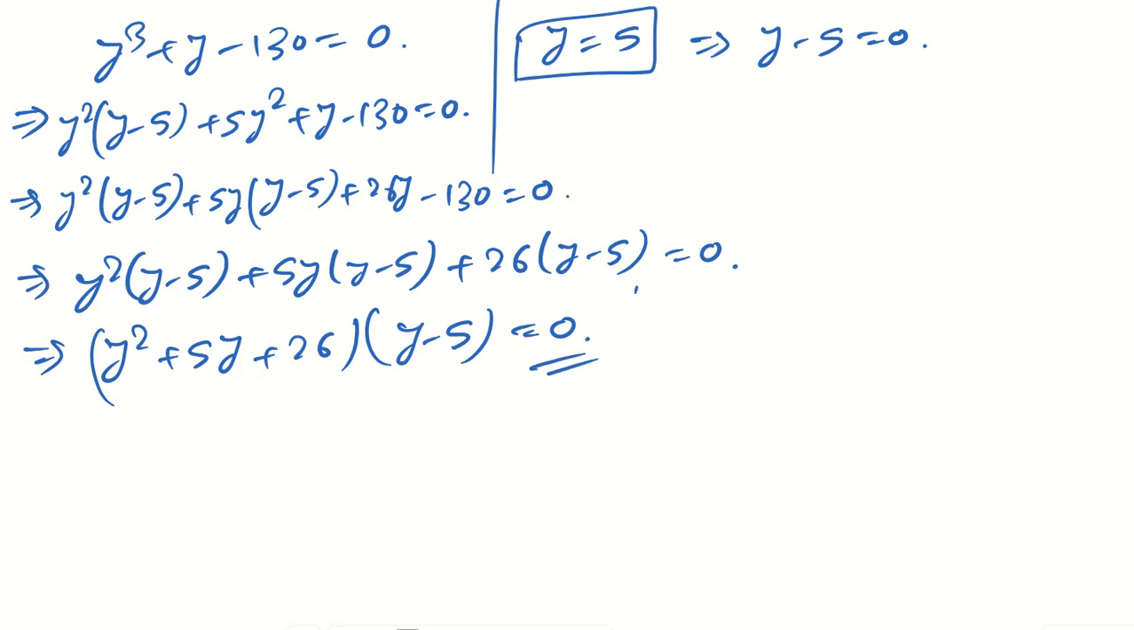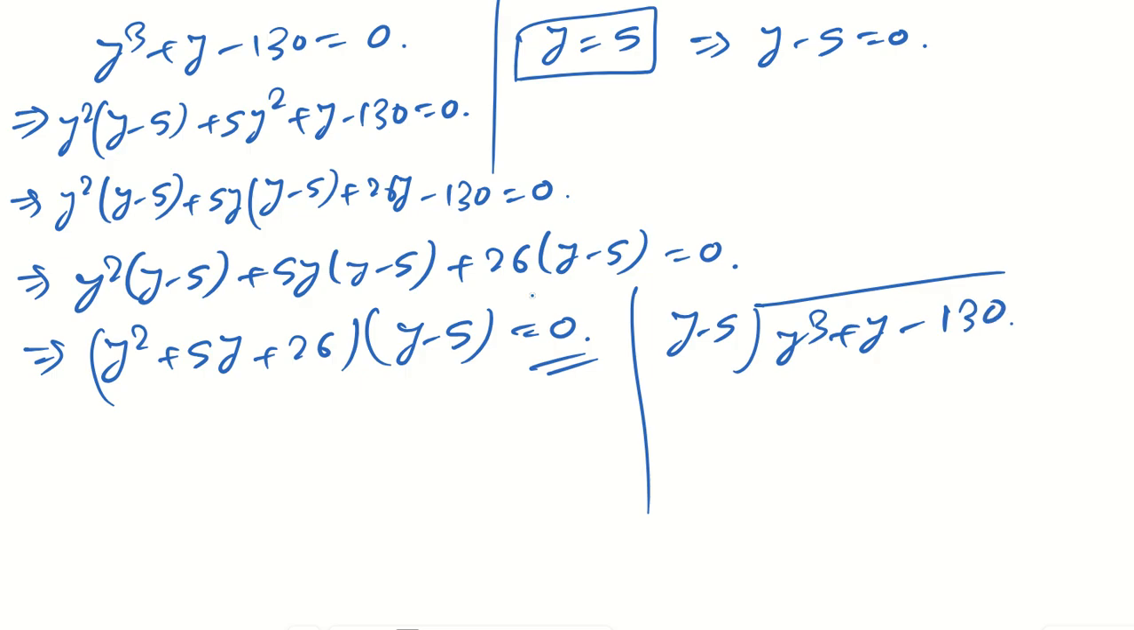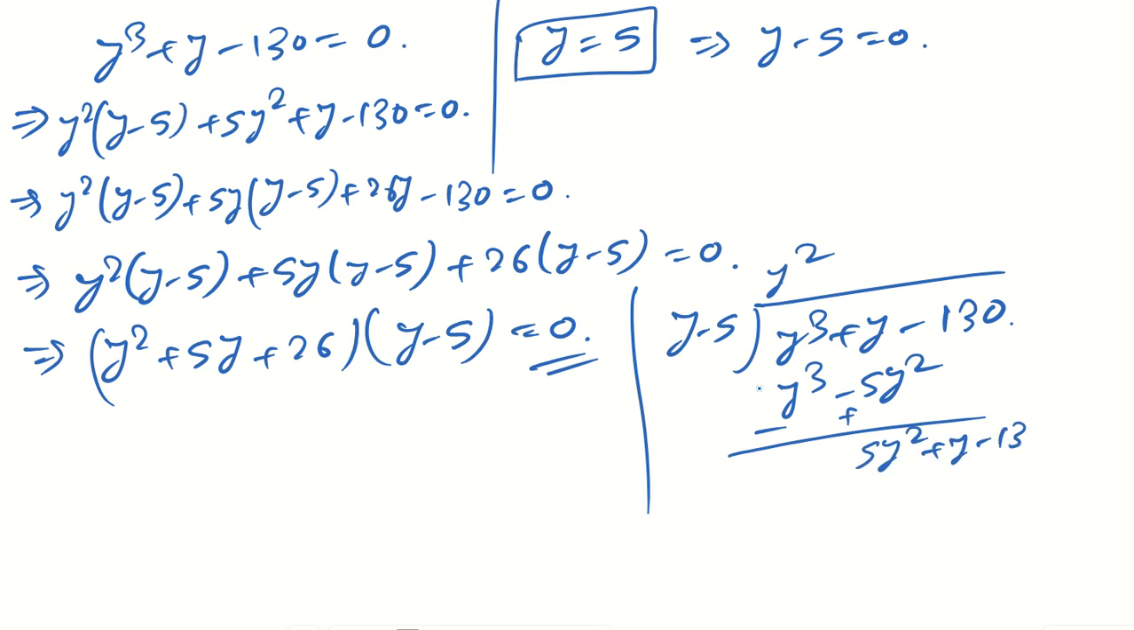Another method that you could have followed is, since you know y minus 5 is a root, so you can divide it by y cube plus y minus 130. This is another method, okay, to get this particular factor. So why don't we do quickly that way? So what we can do is, let us say y cube. So I will write it y square. So that will become y cube minus 5y square. And then I will put minus plus. This will become 5y square and then plus y minus 130.